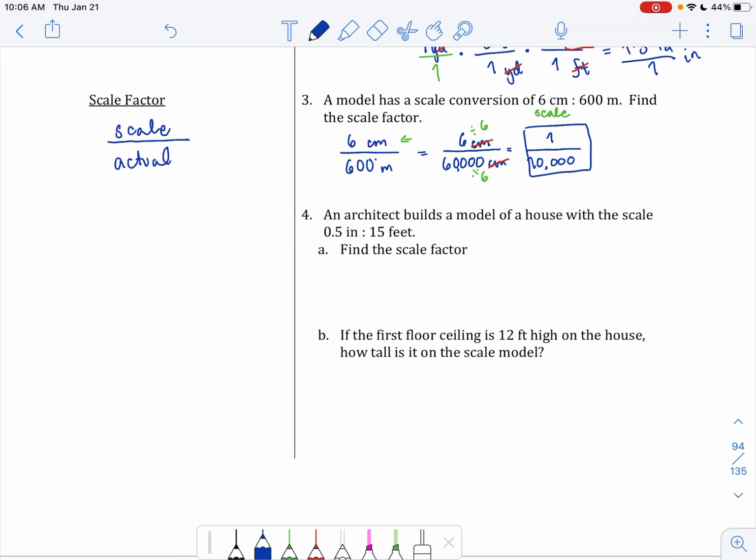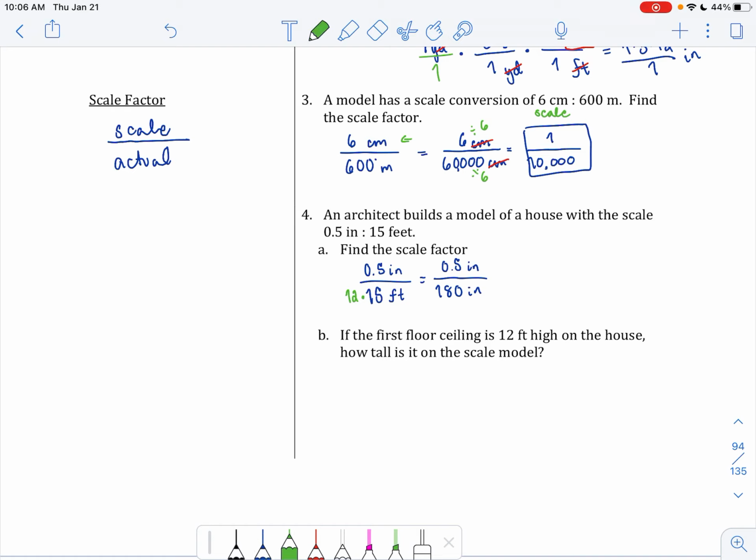Number 4, an architect builds a model of a house with a scale of 0.5 inches to 15 feet. Find the scale factor. So again, set the scale in the numerator, so 0.5 inches over 15 feet. They're not the same unit, so we want to convert. I'm going to turn them both into inches in this case, so multiply feet by 12. And I end up with 180 inches in the denominator and 0.5 inches in the numerator.